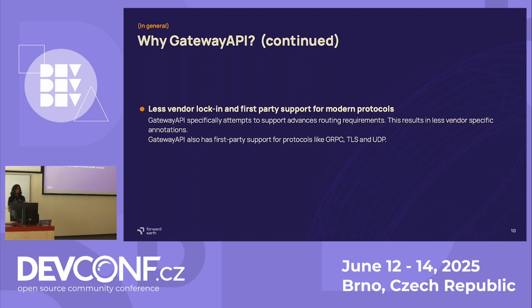Another one that was big for us is that GatewayAPI also has first-party support for protocols like GRPC, TLS, and UDP. If you've ever had to configure GRPC routing in classic ingress, you know how much fun that is. So there is some justification as to why GatewayAPI works specifically in a multi-tenanted cluster: RBAC, separation of resources, and some nice to haves like vendor lock-in and first-party support.